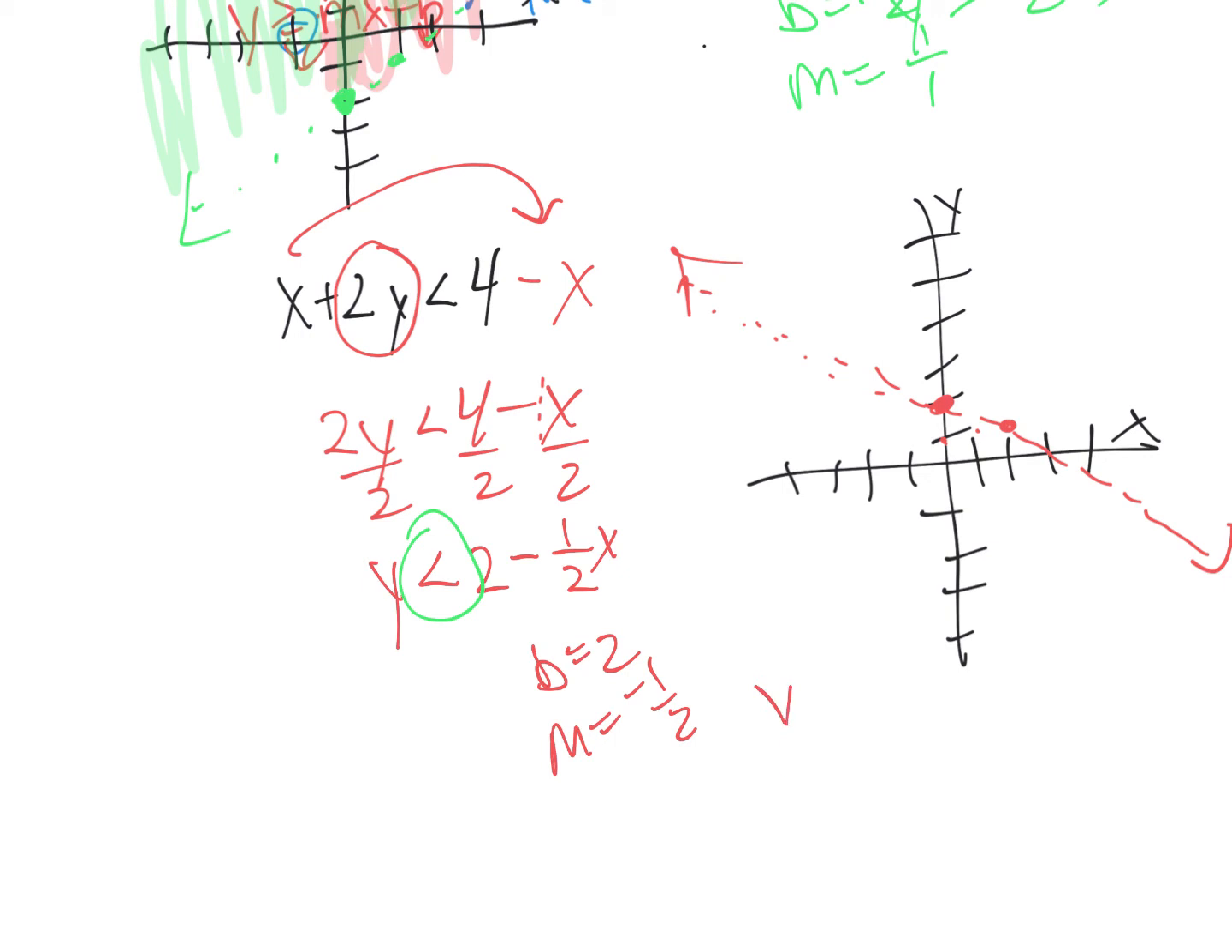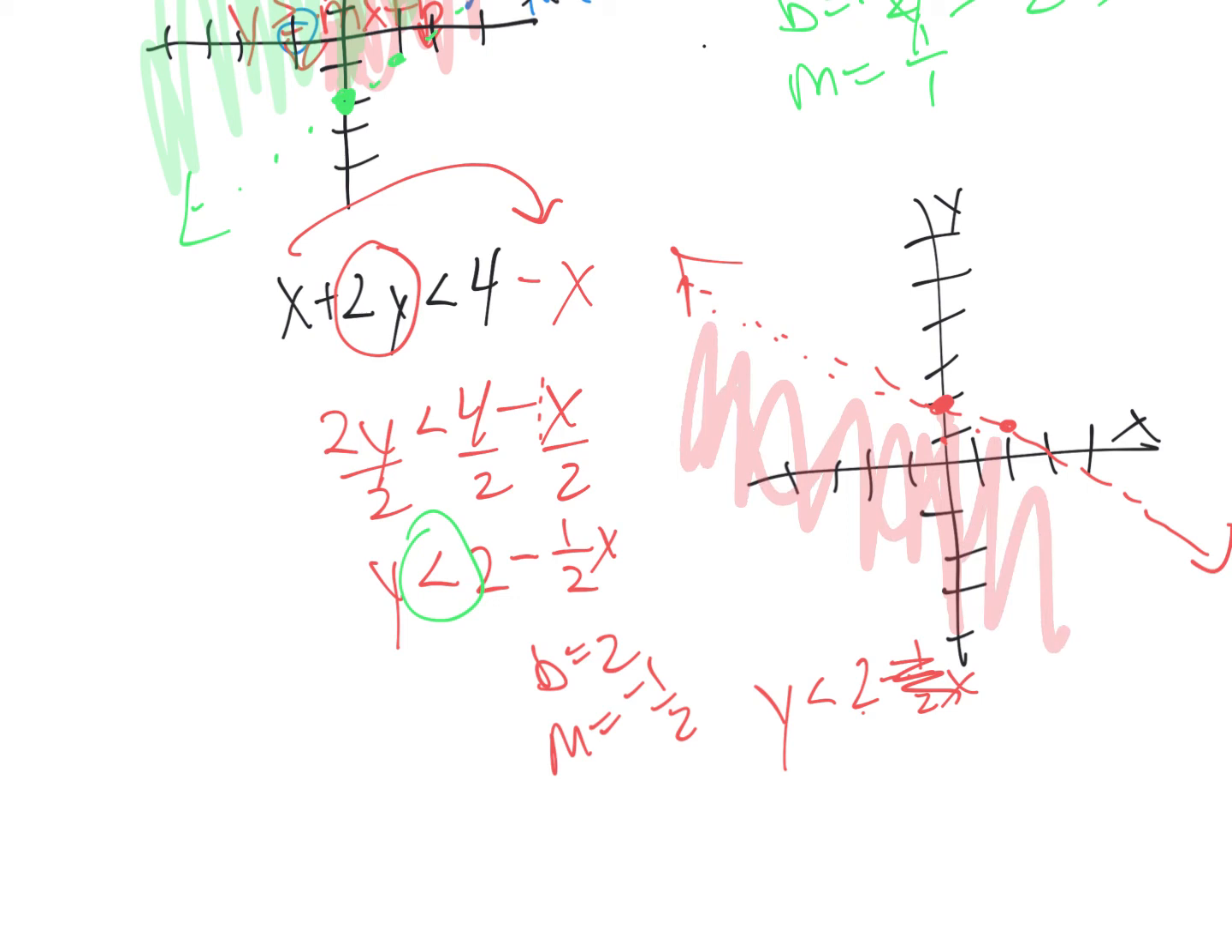Then I have y is less than, sorry, so I write a less than. Y is less than 2 minus 1/2 x. So disregard your slope. So y is less than 2. So hopefully we can see all the values that are less than 2 are down here. And so all of this is your solution. All right. Let's look at one more.